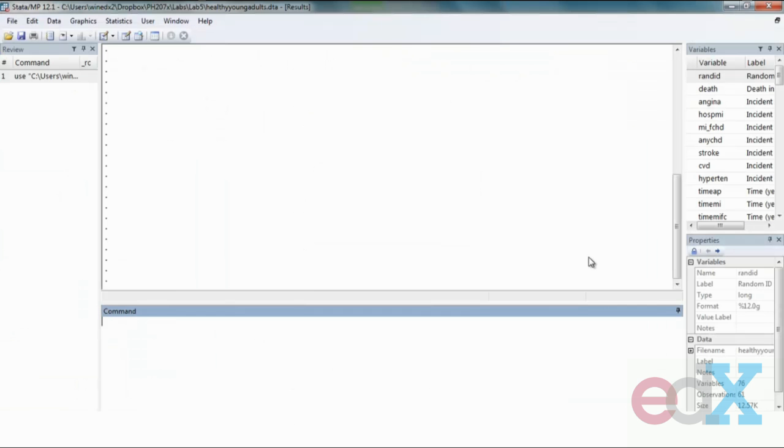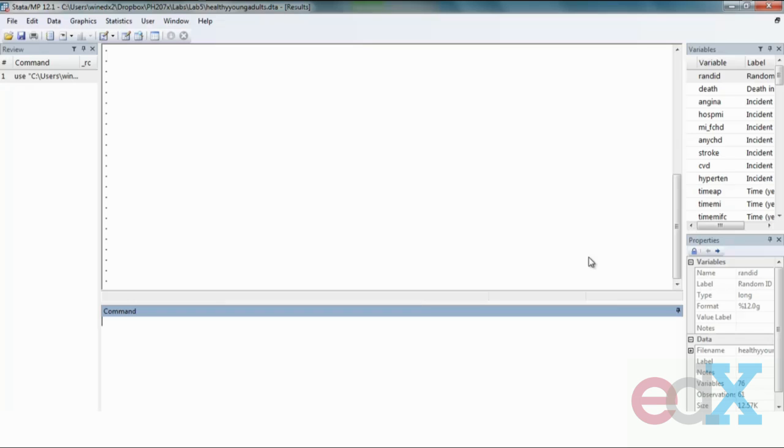Now let's get started with hypothesis testing. Go ahead and open up Stata on your computer, and in this module, we're actually going to use a different data set. That data set is on this web page. It's called healthyyoungadults.dta. Go ahead and open up that data set as well.